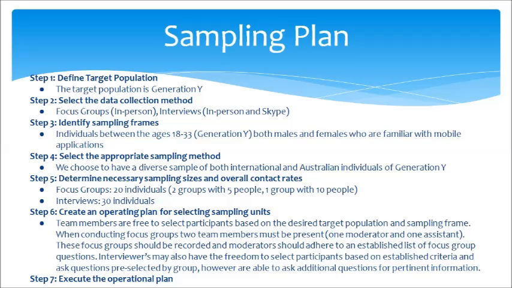The fourth step in this sampling plan process is to select the appropriate sampling method. We chose a diverse group of individuals, both international and Australian, who are members of Generation Y. The fifth step is to determine the sample size, which we decided it was appropriate to have 20 individuals for the focus groups and 30 for the personal interviews. Lastly was the creation of the operational plan.